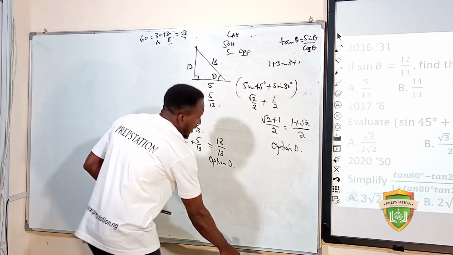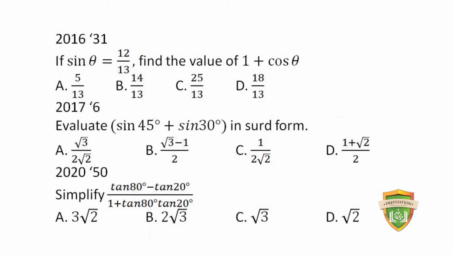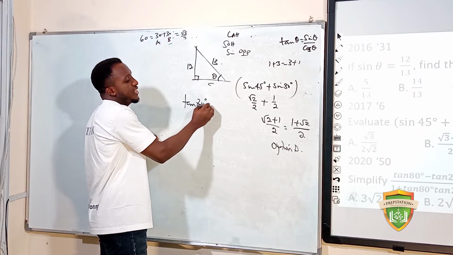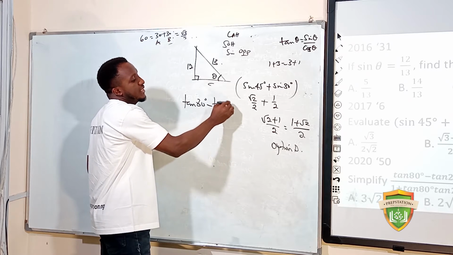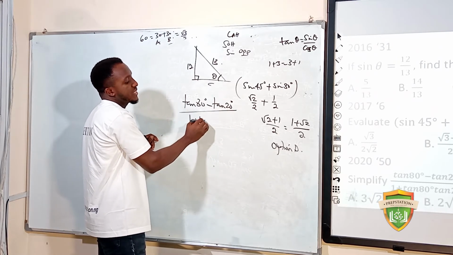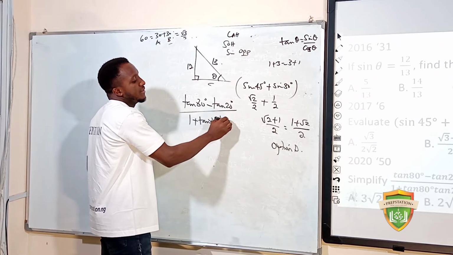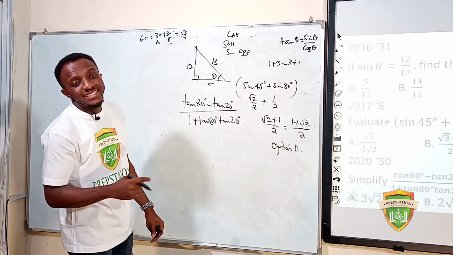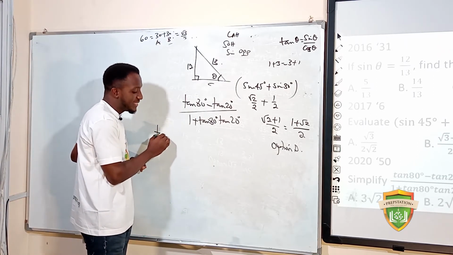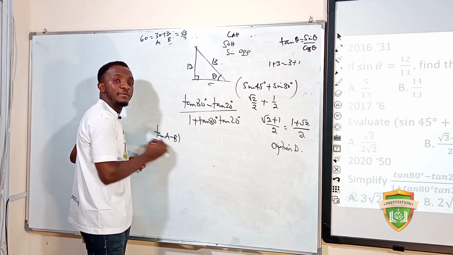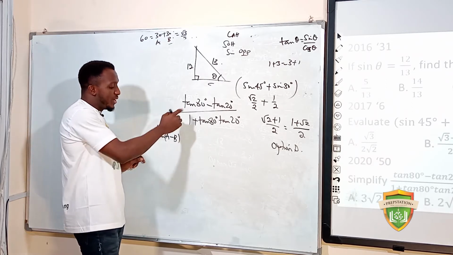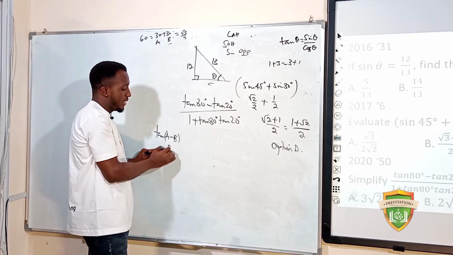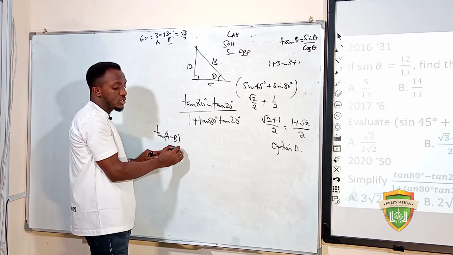Now the last one here on the trick. It says simplify. Can you remember this? This is under our identities. Tan 80 degrees minus tan 20 degrees over 1 plus tan 80 degrees tan 20 degrees. Now, press pause. Try to remember, what identity is this? It is tan A minus B. So our A here is 80 and our B is 20.